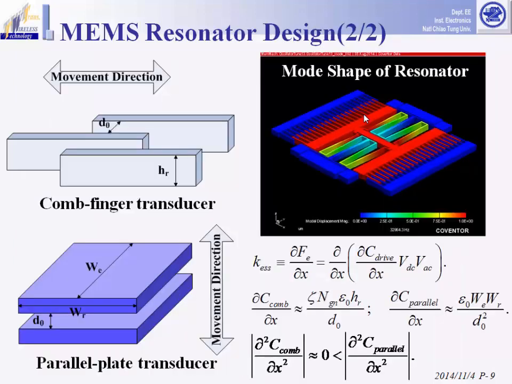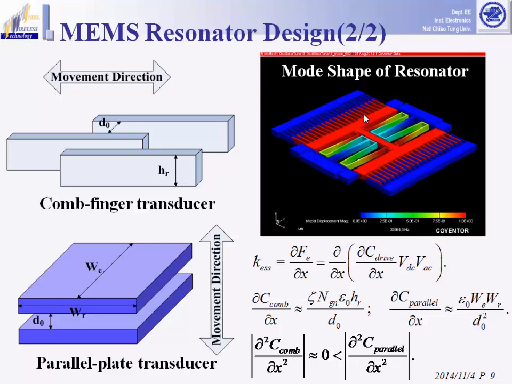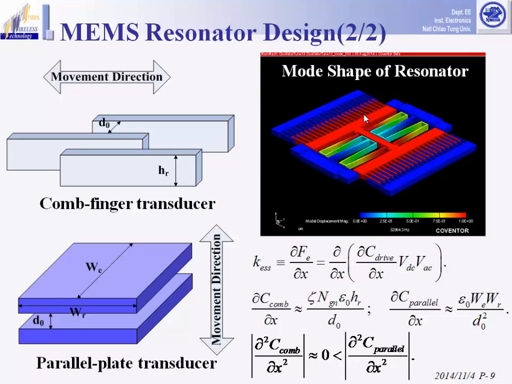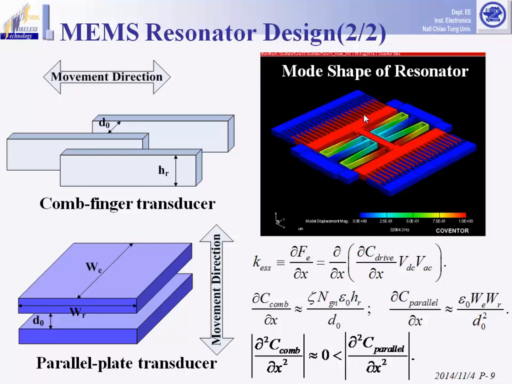And this slide illustrates the cause of the electrostatic spring softening effect. Equation 1 shows the electrostatic spring constant that leads to such effect, and we try to lessen it through comb-finger transducer. As you can see in equation 2, the comb-finger transducer shows a relatively constant C2X derivative compared to parallel plate, since its movement direction won't change the gap D0. This property makes its absolute value of second-order derivative nearly 0 and eliminates the effect to first order.